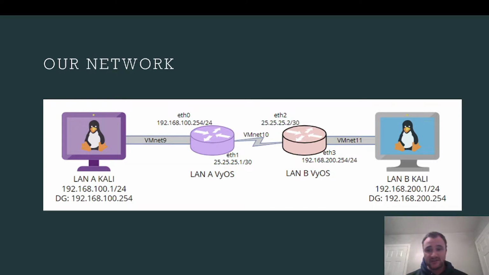So 2 Kali boxes either side. Kali box on LAN B is 192.168.200.1/24, using that full Class C range. And its default gateway is obviously, as we can see there, Ethernet 3 on VyOS LAN B. So that's what we're going to be configuring, LAN B.